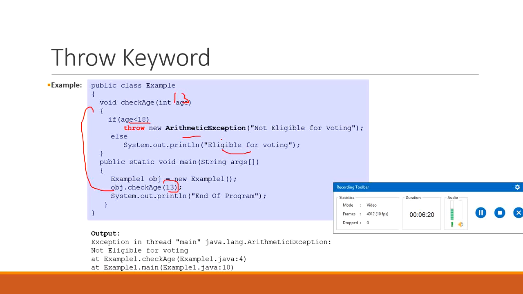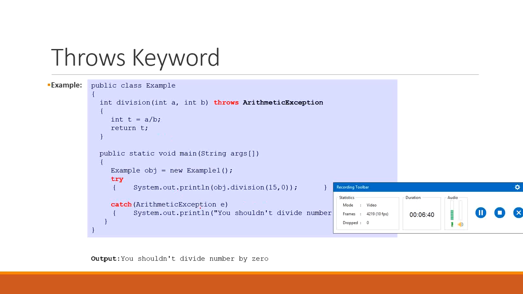So what will happen over here? Throw new arithmetic exception. It will throw this exception and print not eligible for voting, and then it will show us the error line numbers, and the last line, which is the end of the program, will not be executed.